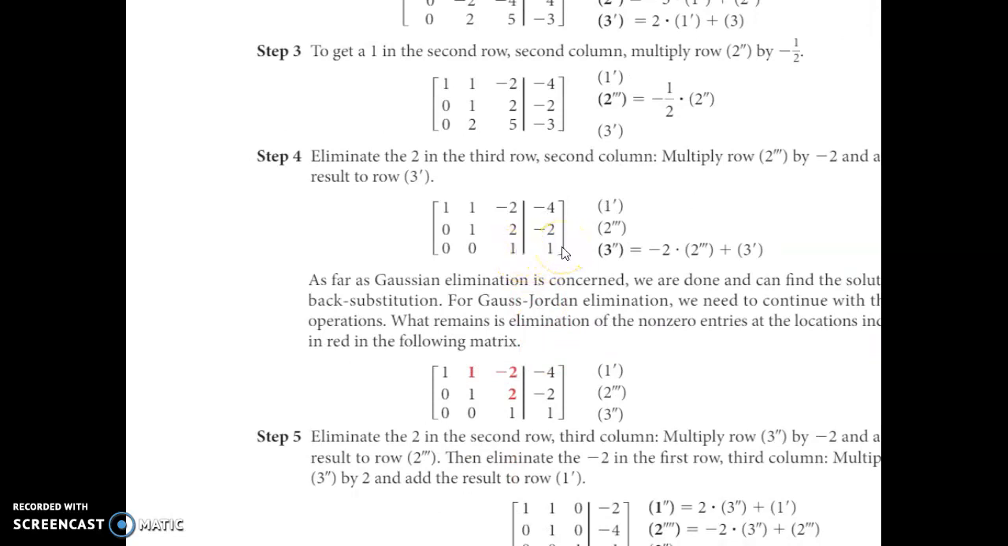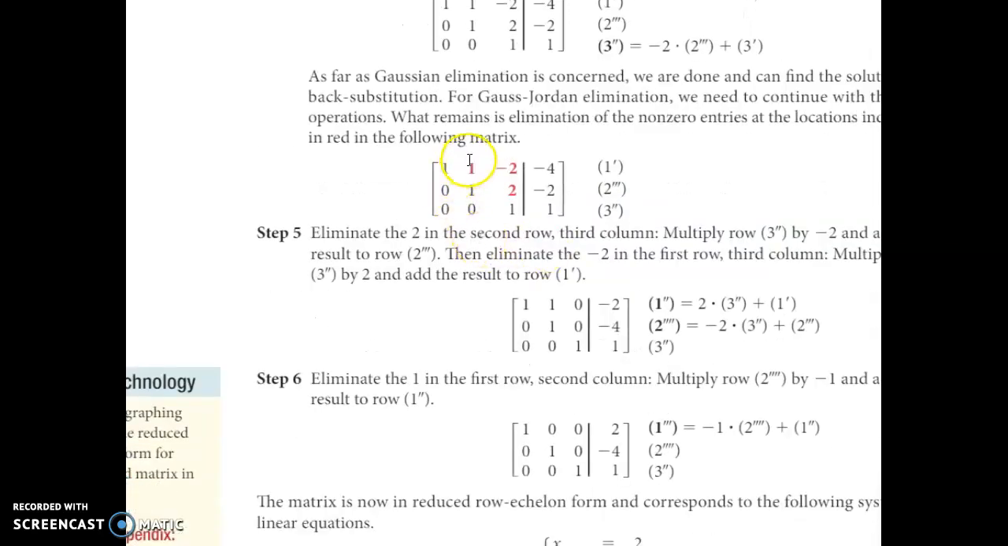Z equals 1. All right, now they highlight these 3 here because they need to introduce zeros right here. One neat thing to notice is that when you add the second row to the first row, you introduce a 0 here right away. So that's what they do. They don't do that. Never mind. I would have done that, I guess. What they do instead is they multiply the third row times 2 and add it to the first.